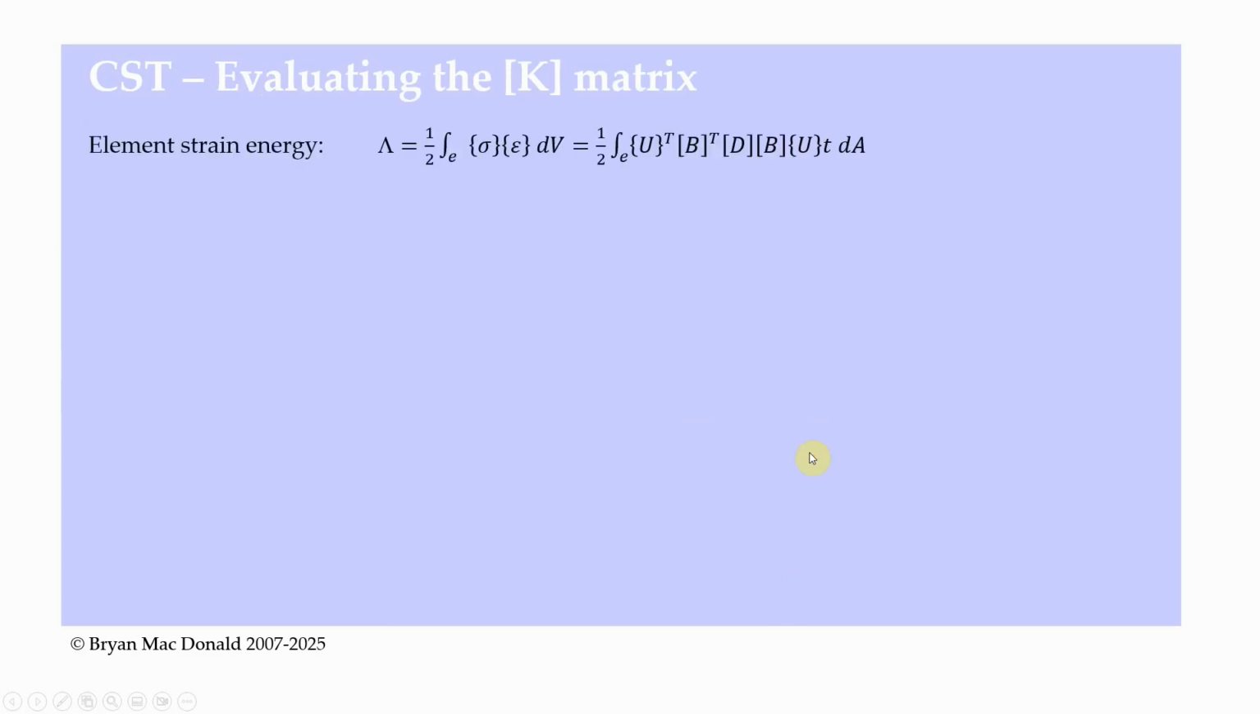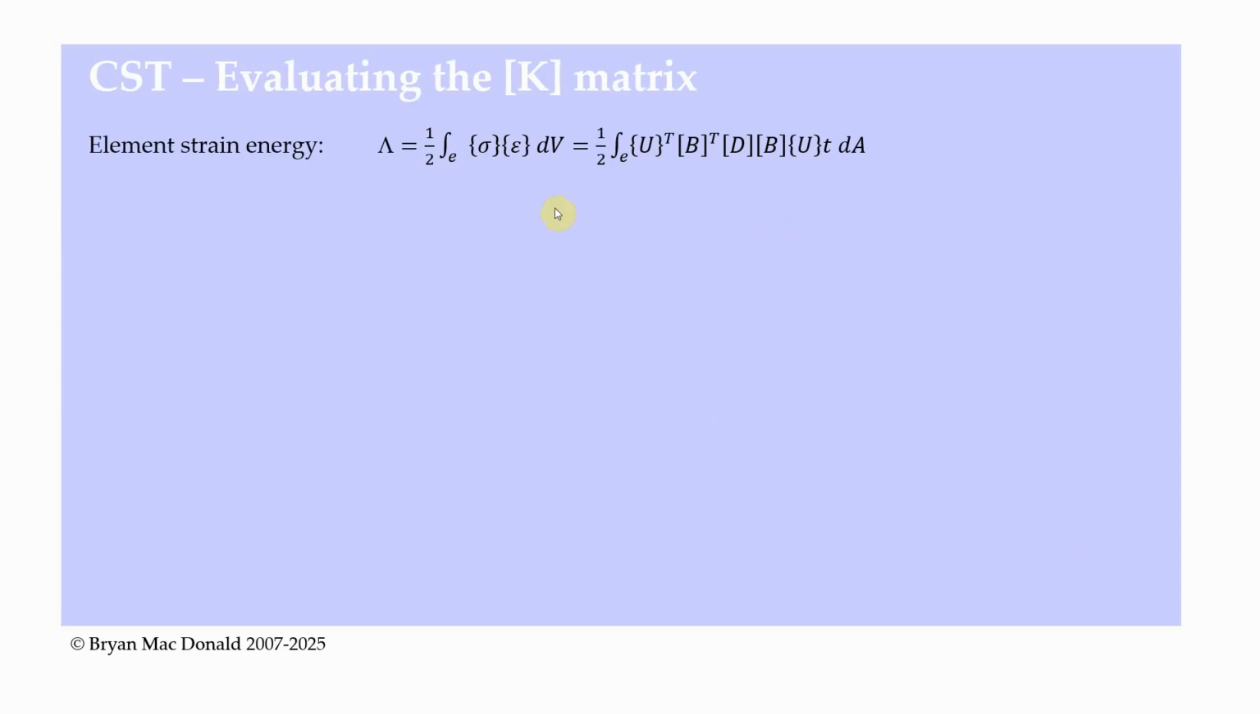Okay, so let's go on then to evaluating the K matrix. In one of the previous lectures, we defined strain energy. Strain energy being half the integration of the volume of stress times strain. We've already just worked out in the previous example there, well, strain is going to be B times U, so we can replace strain with that, and stress is going to be equal to D times B times U. So again, this is our usual method here.